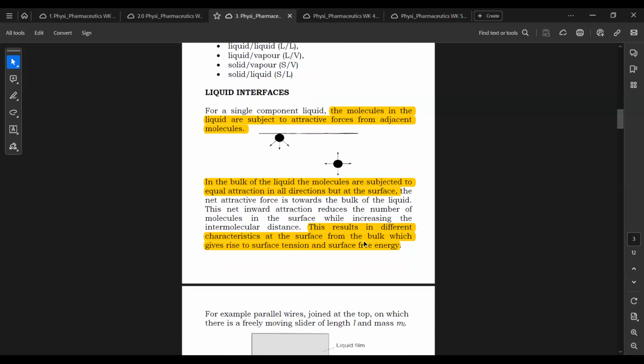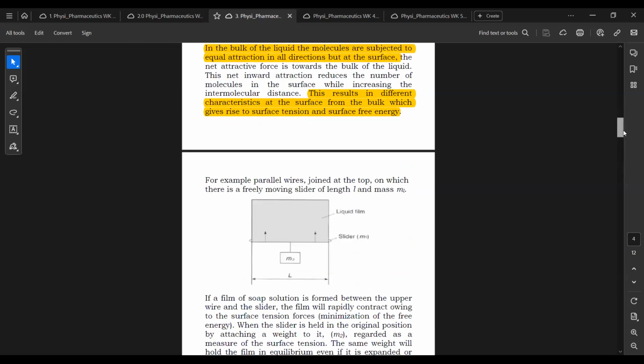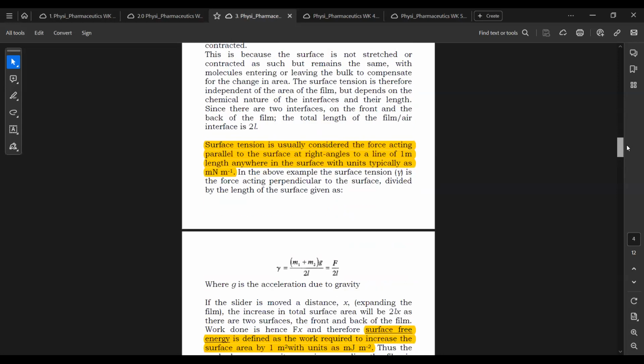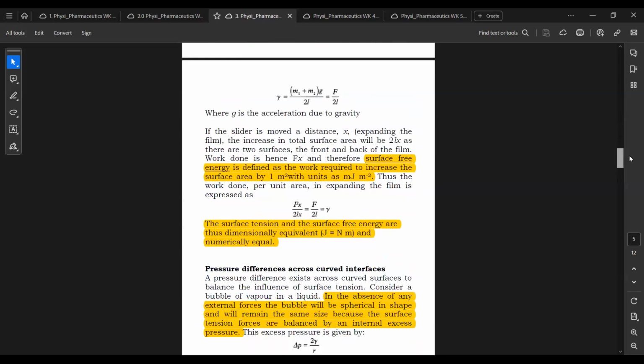So surface free energy is the work that is done to increase the surface. But when you equate those bulky equations, you just see surface tension is equal to surface free energy. So there's not much of a difference. They're similar in fact. So if surface tension increases, surface free energy increases similarly.